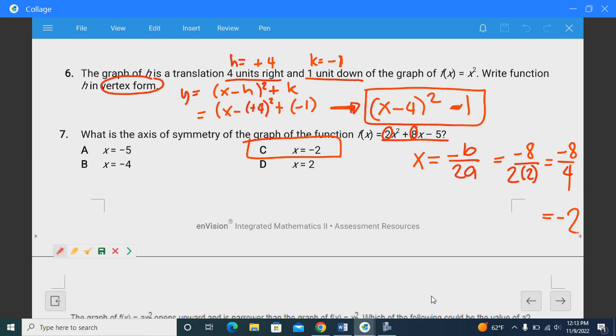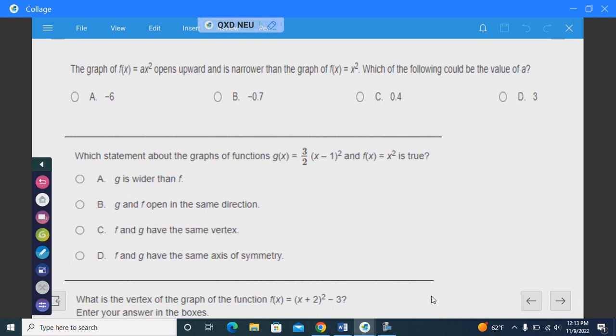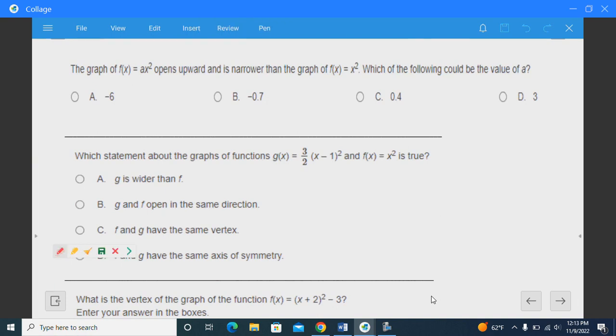Next question. The graph, okay, it's the same thing as what we had earlier. The graph of f of x is equal to ax squared opens upwards. A should be positive. And narrower, it means absolute value of a is greater than 1. So we're looking for positive numbers, so not included. It says here absolute value of a is greater than 1, so the following is greater than 1 if it's inside of absolute value. Therefore, our answer is D.